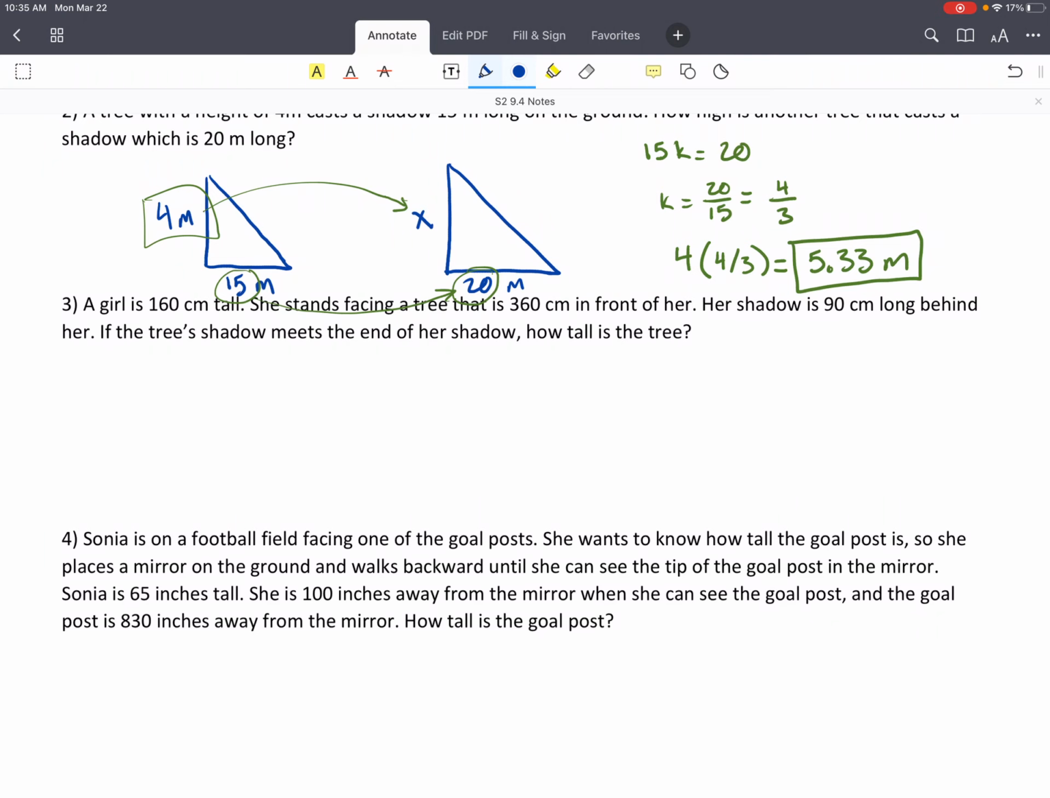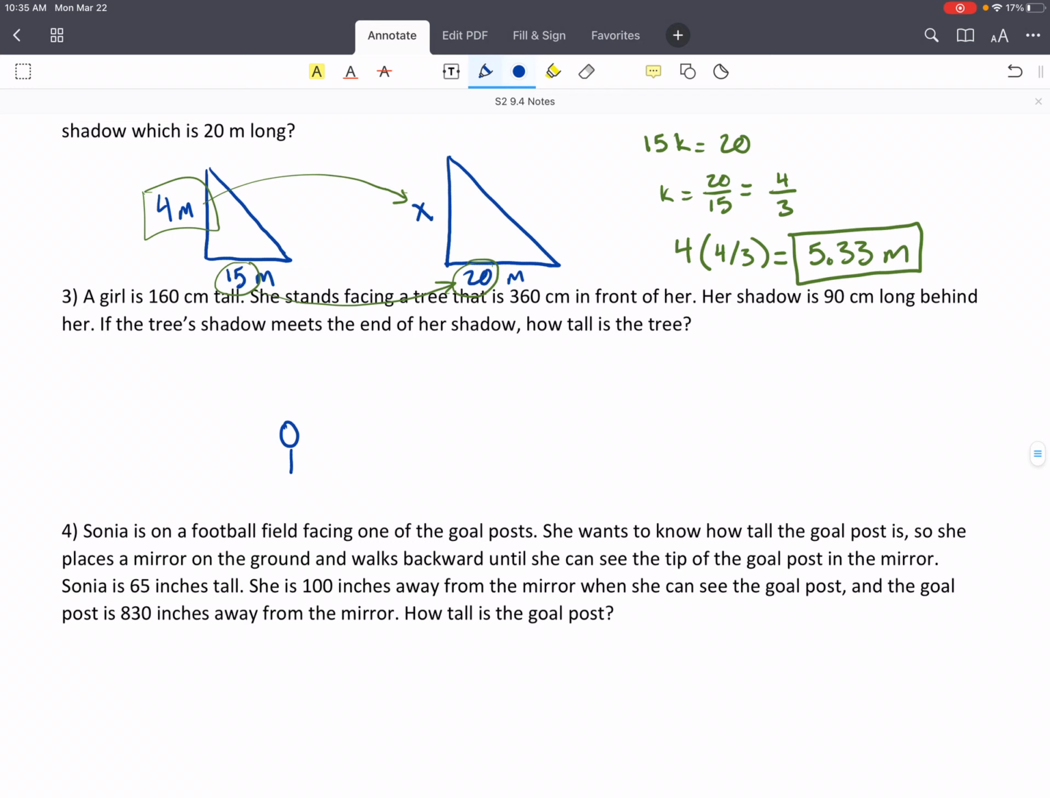So a girl is 160 centimeters tall. She stands facing a tree. So we're going to put the tree over here. The tree that is 360 centimeters in front of her. So in front of her, that means this length here is going to be 360 centimeters. Her shadow is 90 centimeters behind her. If the tree's shadow meets the end of her shadow, how tall is the tree?